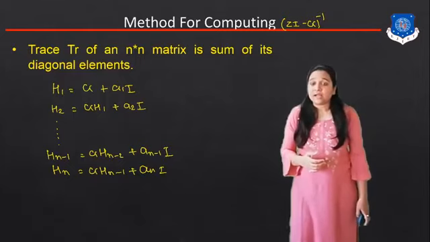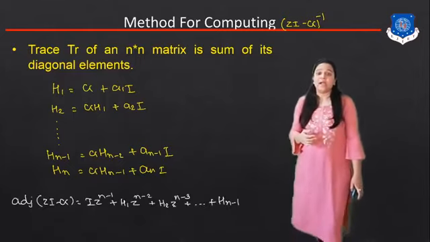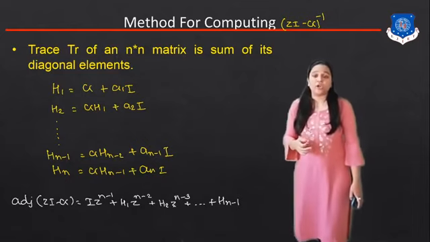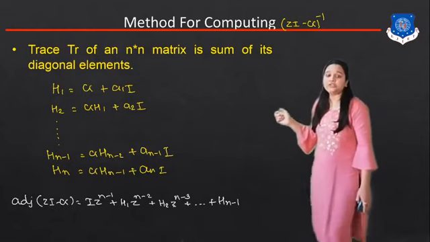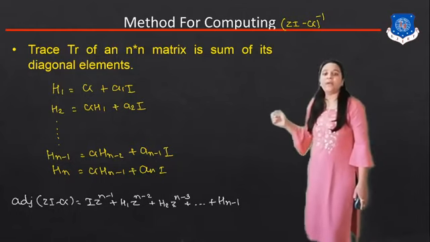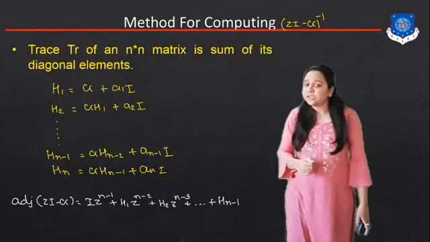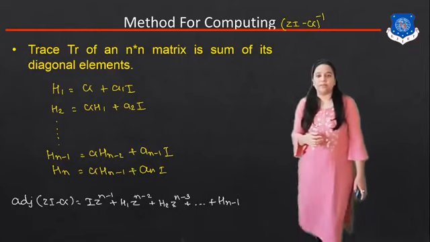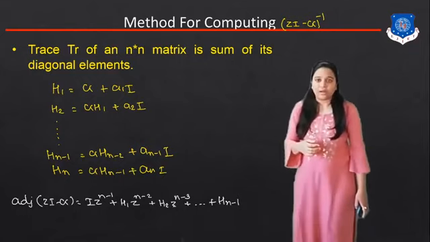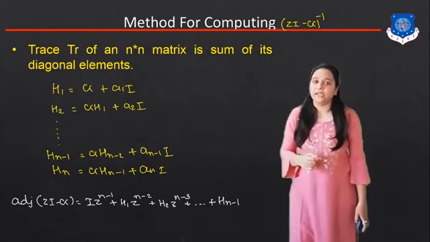Now the next target is to find the value of the adjoint of (zI minus G). So what is the equation of the adjoint of (zI minus G)? That is equal to I into z^(n minus 1) plus H1 z^(n minus 2) plus H2 z^(n minus 3) up to H(n minus 1). So this is the method to find the value of (zI minus G) inverse.